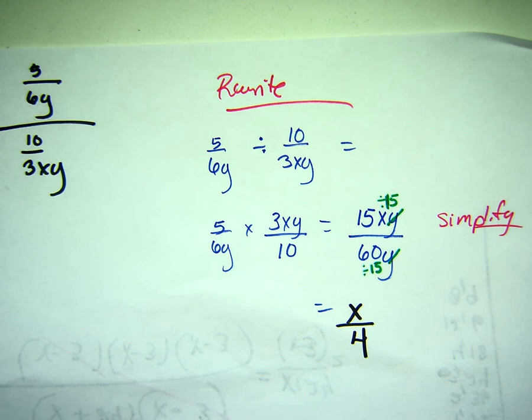Once I've done that, I can simplify everything. So 5 times 3 gives you the 15. Bring over your x, bring over your y.